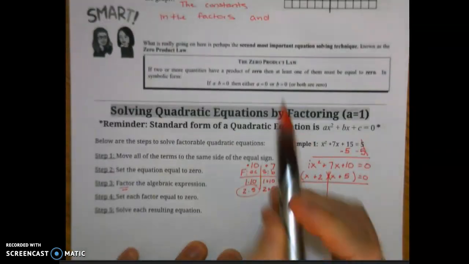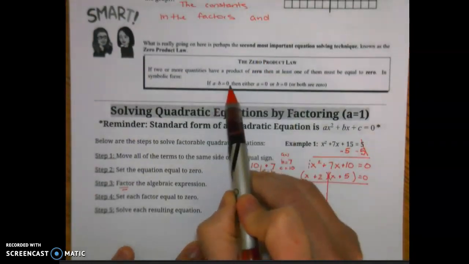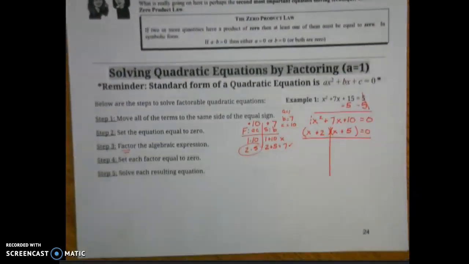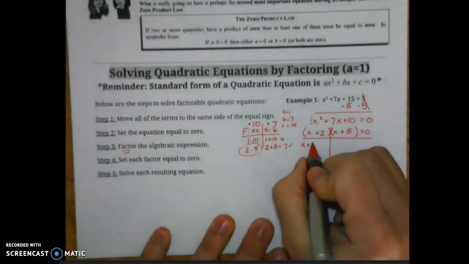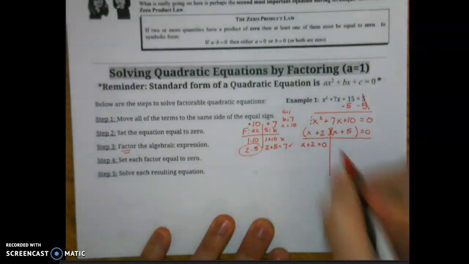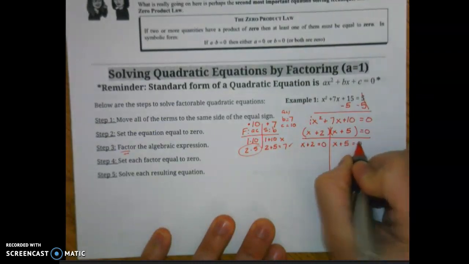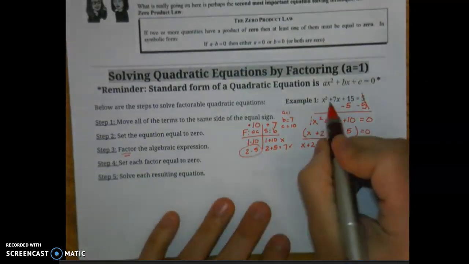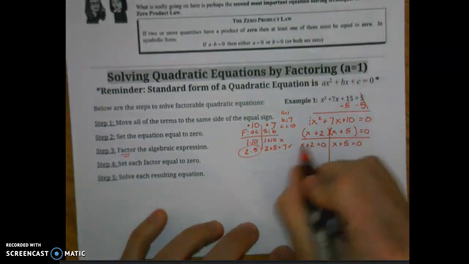What we're doing here is called the zero product law. It's saying if a times b is equal to 0, then either a is 0 or b is 0. So if this times this is equal to 0, then one or both of them have to be equal to 0. So I'm going to set each factor equal to 0. So x plus 2 equals 0, and x plus 5 equals 0. Now I have two one-step equations. The exponent of 2 is gone, and I can solve each one to get my two different solutions to this equation.